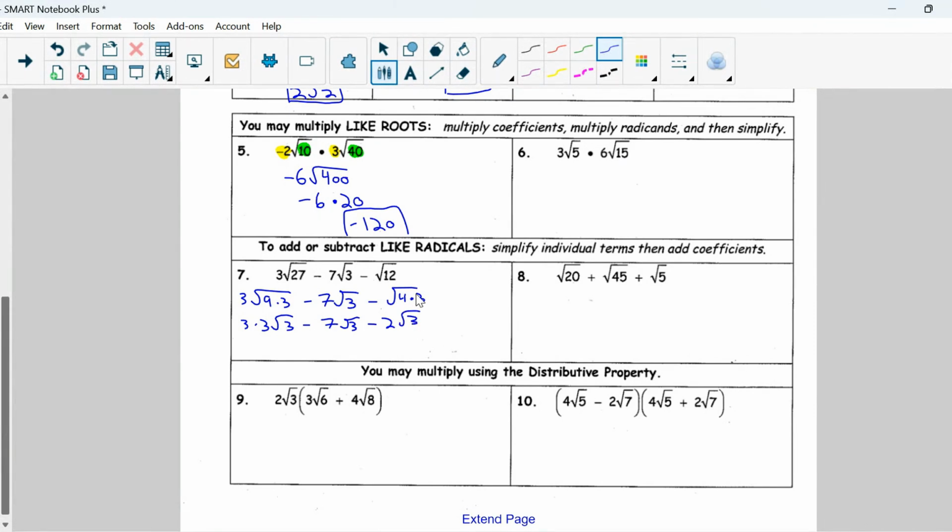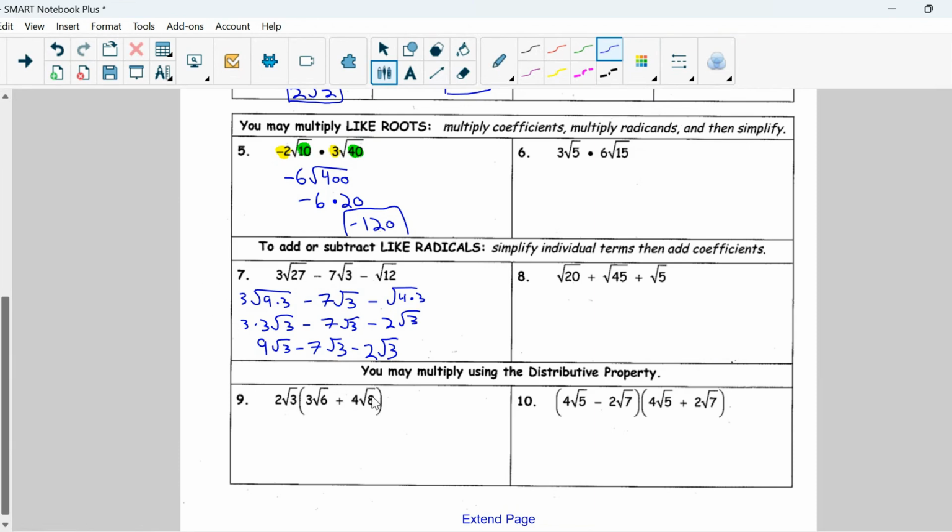Okay, I better go ahead and simplify my coefficient here. So I've got 3 times 3, which just gives me 9 square roots of 3, minus 7 square roots of 3, minus 2 square roots of 3. Okay, now at this point, I have like radicals, so I'm good to add or subtract. In this case, we are subtracting.